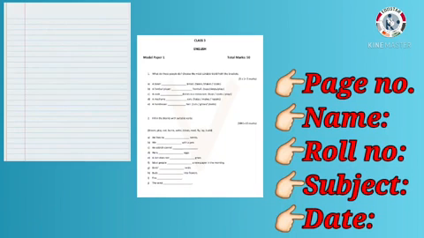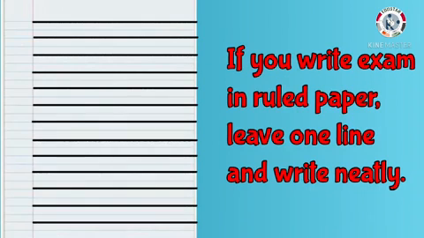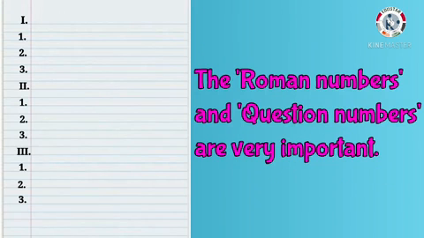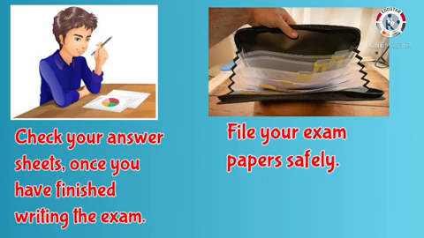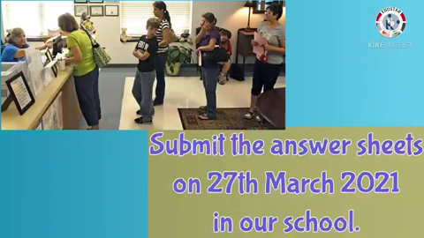In your answer sheet, mention the page number, your name with correct spelling, your roll number, which is very important, and write the subject and exam date. If you write the exam on ruled paper, leave one line between each and every line and write neatly. The Roman numbers and question numbers are very important. If you finish writing the exam, check the answers once again and file it safely. On 27th March 2021, you must submit all your answer sheets in school.